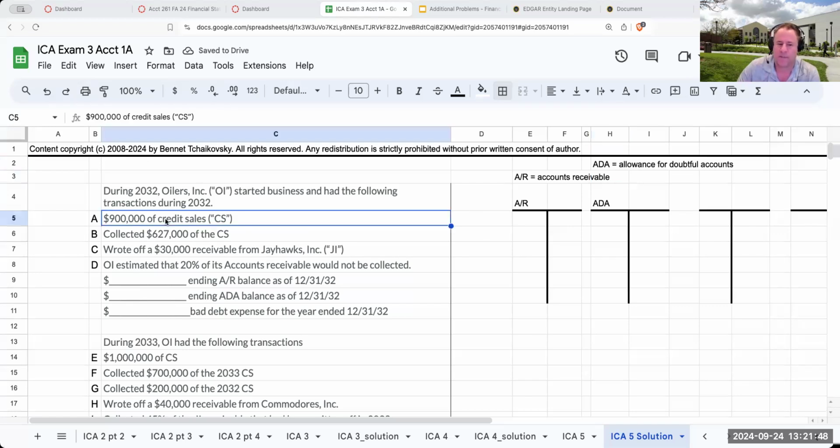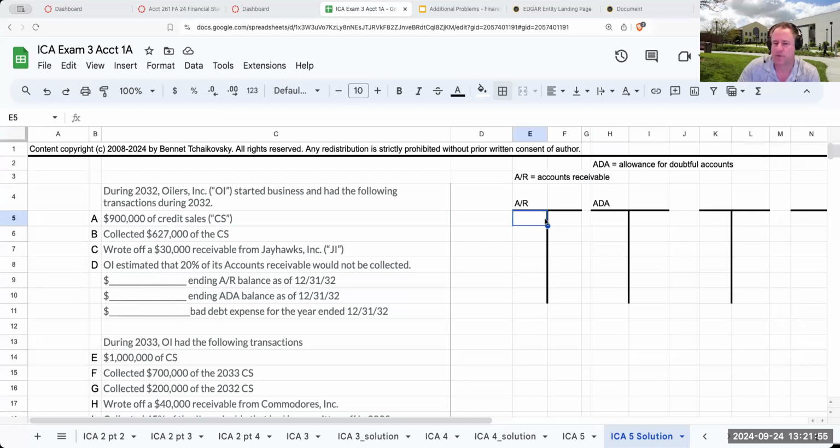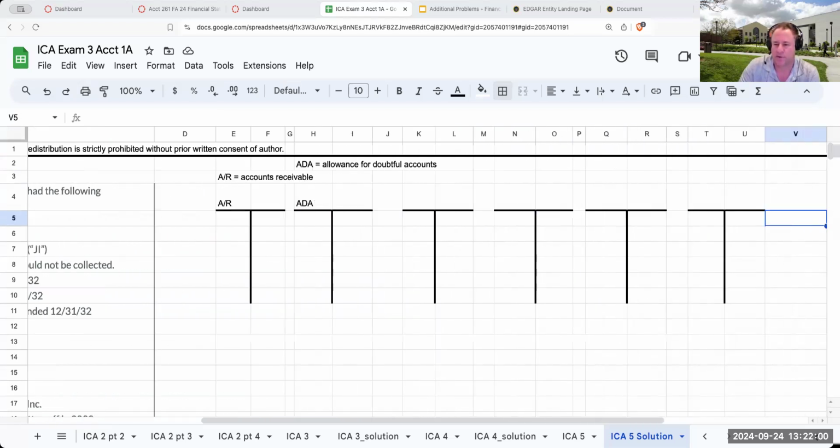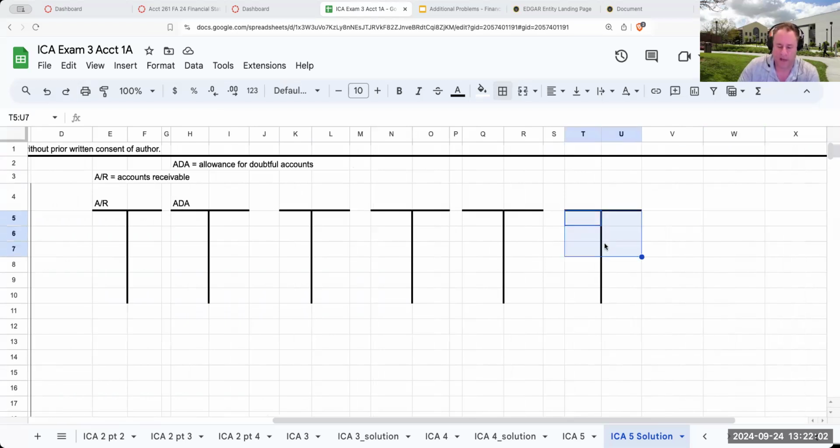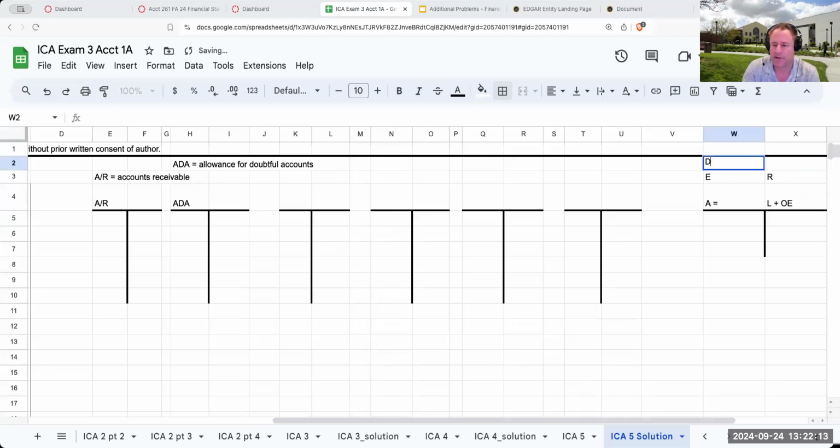So right over here for letter A, I had 900,000 of credit sales. Well, how do I show a credit sale? Well, I record revenues. If we remember, this is why we want to learn how to use T accounts. Basically, I've got my assets equal to my liabilities plus my owner's equity, ERDC. I record sales revenue with a credit. So if I had a credit sale, sales revenue.